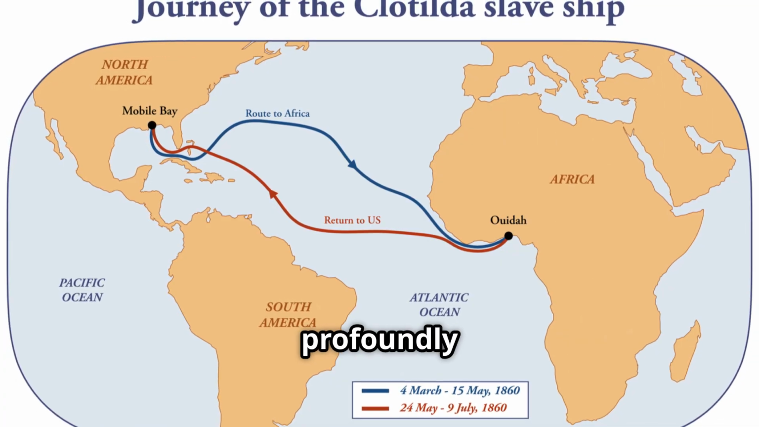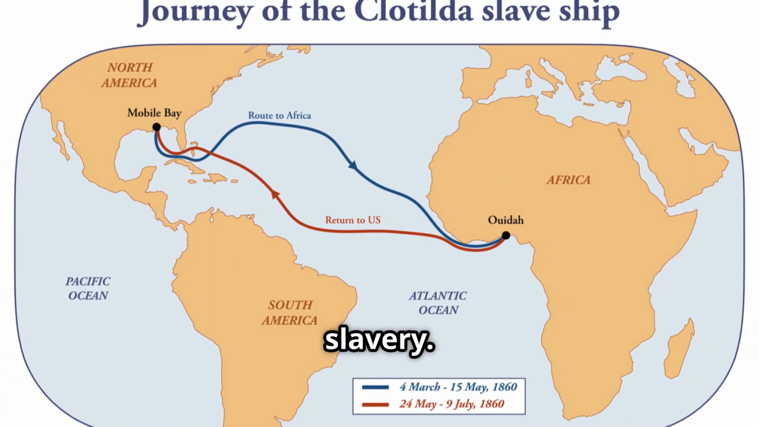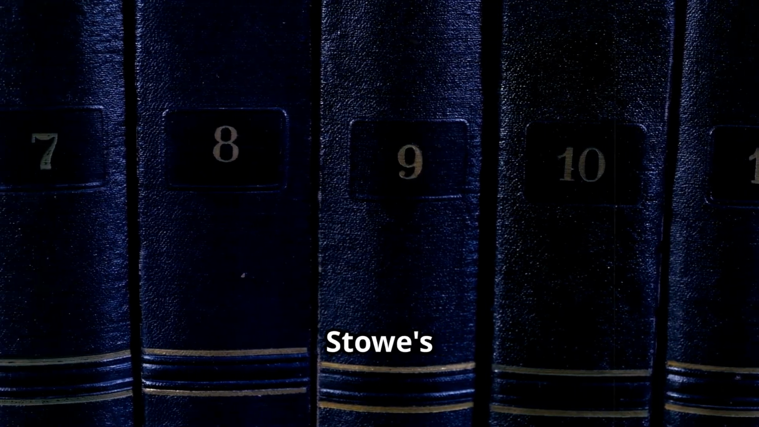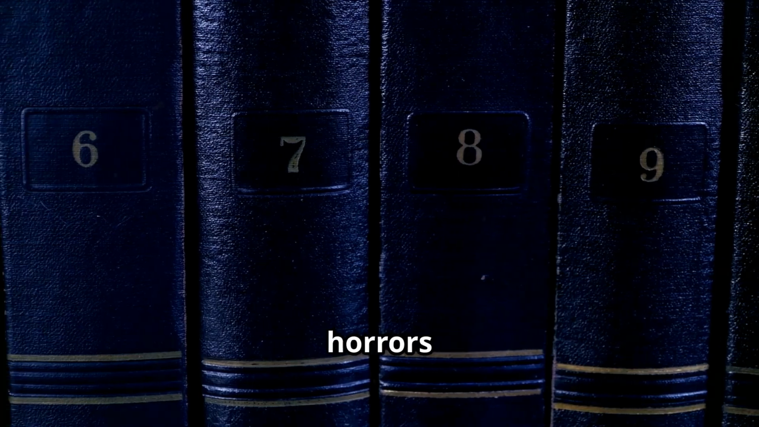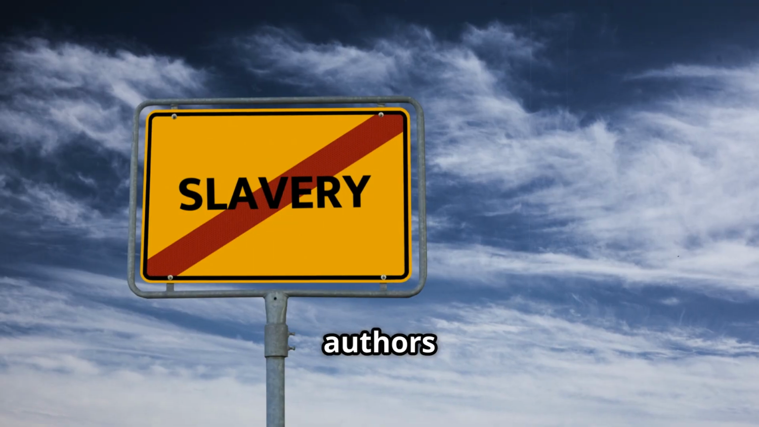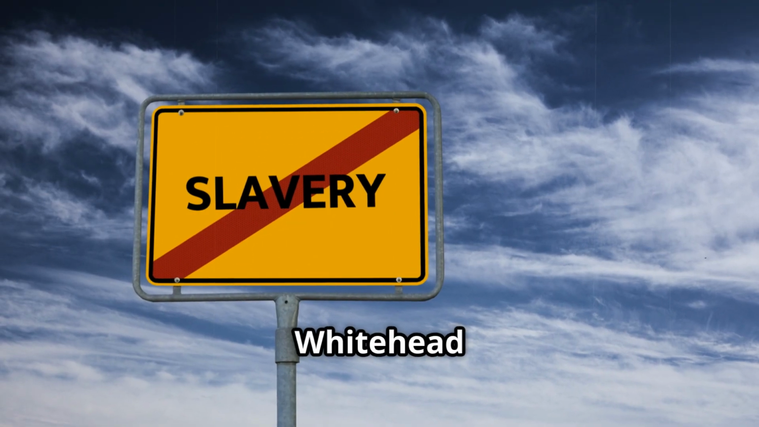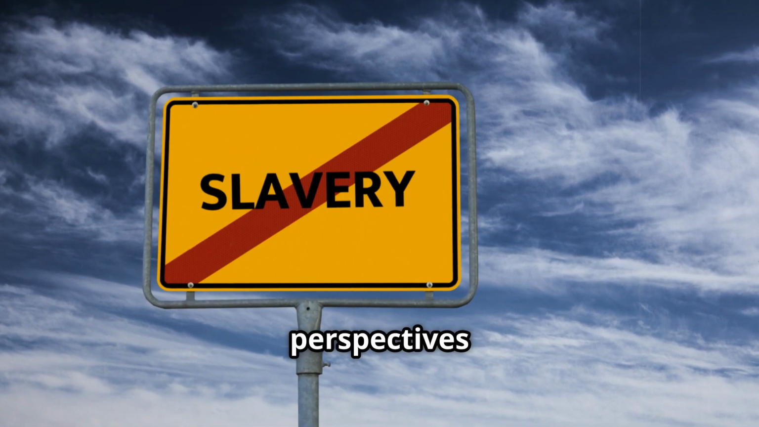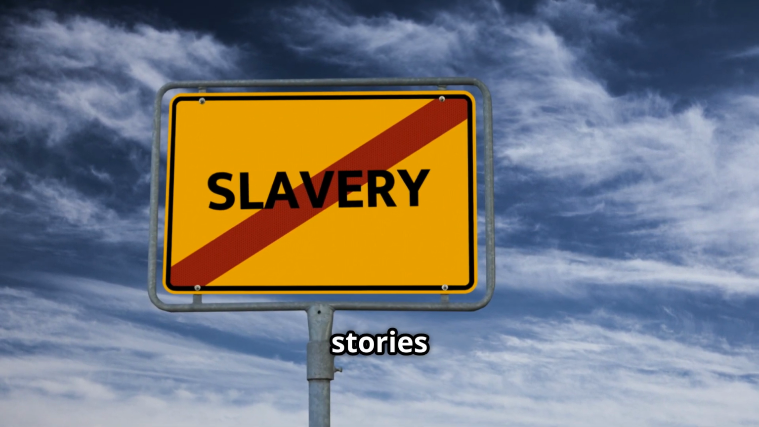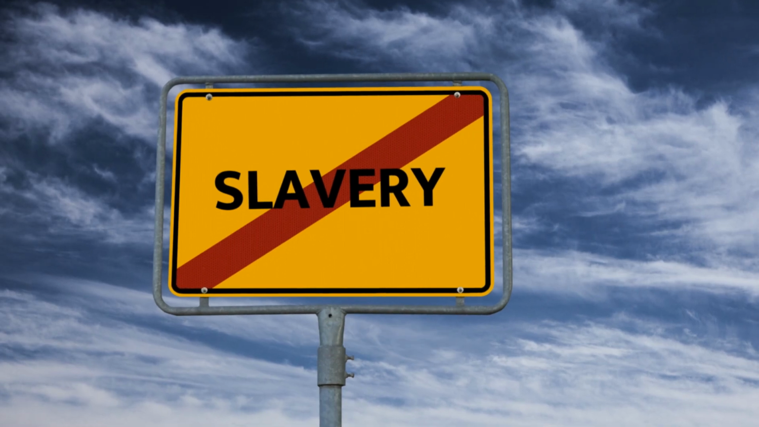Literature, too, has been profoundly shaped by the legacy of slavery. Classic works such as Harriet Beecher Stowe's Uncle Tom's Cabin and Solomon Northup's 12 Years a Slave provided early, vivid accounts of the horrors of slavery. Contemporary authors like Toni Morrison and Colson Whitehead continue to explore these themes, offering new perspectives and ensuring that the stories of the enslaved are not forgotten.